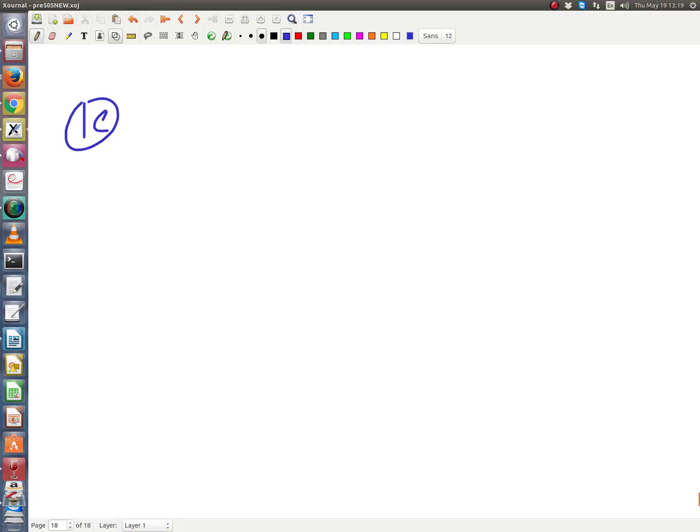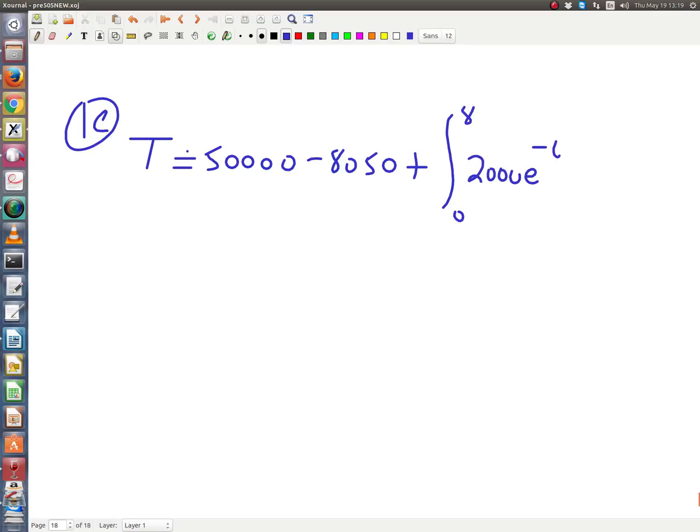1c. Isn't the total amount of water going to be about the amount of water you started with minus the 8,050 we just got, plus the definite integral from 0 to 8 hours of W(t), which is 2,000 e to the negative t squared over 20 dt? So let's work this out on the calculator and see what we get.